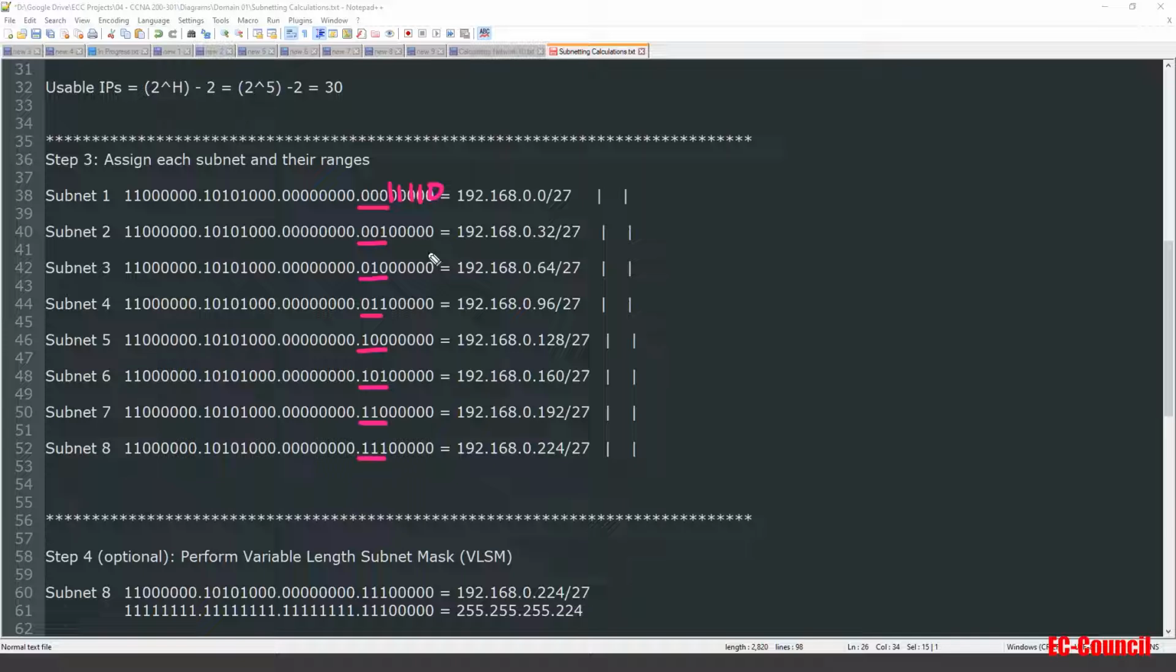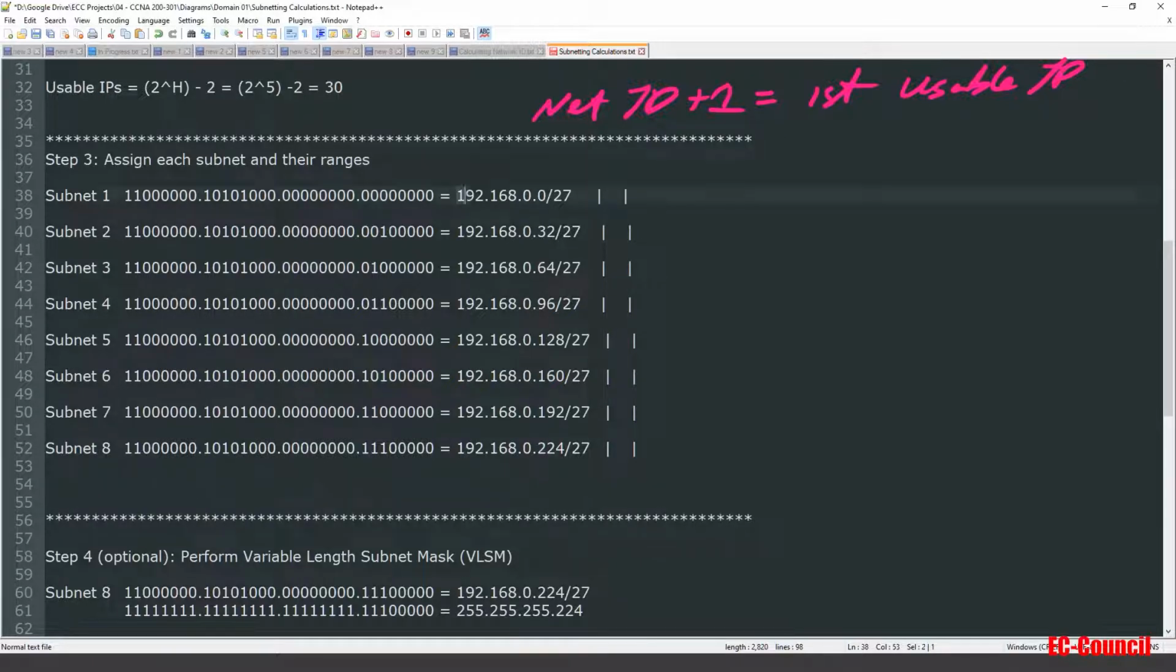Now, this here is a hard way of actually calculating the ranges. But let's take a look at a much simpler way of calculating the ranges. Well, what I like to do, and this here is a personal trick, is the first usable is a network ID plus 1. And this here will give us our first usable IP address. So let's actually try that out. So the network ID, which is 192.168.0.0 plus 1, is actually .1.